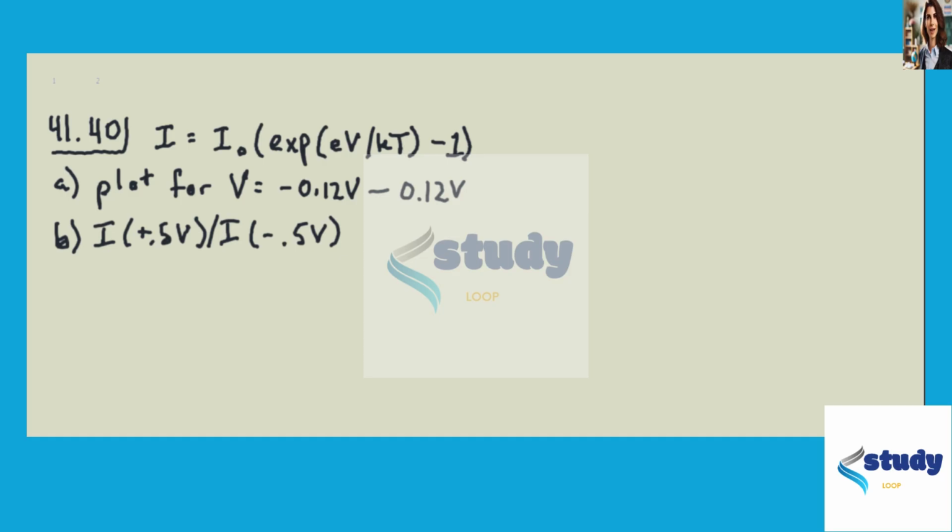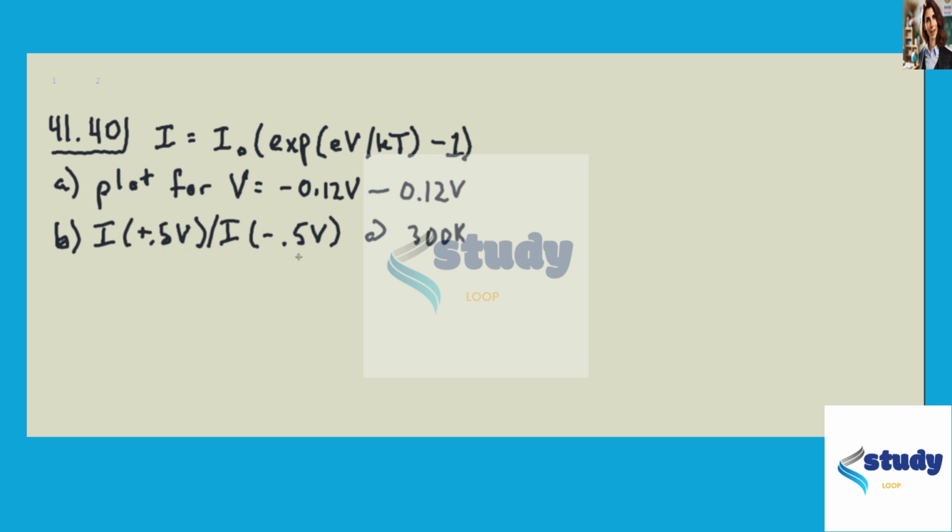41.40. So we're told that for an ideal PN junction rectifier diode that has, I guess, a good boundary between the P and the N parts, the current is related to the voltage across the diode by this equation. This is the Shockley diode equation. I naught here is called the reverse saturation current.